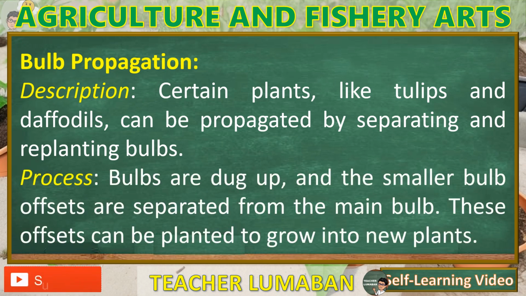Process: bulbs are dug up, and the smaller bulb offsets are separated from the main bulb. These offsets can be planted to grow into new plants.